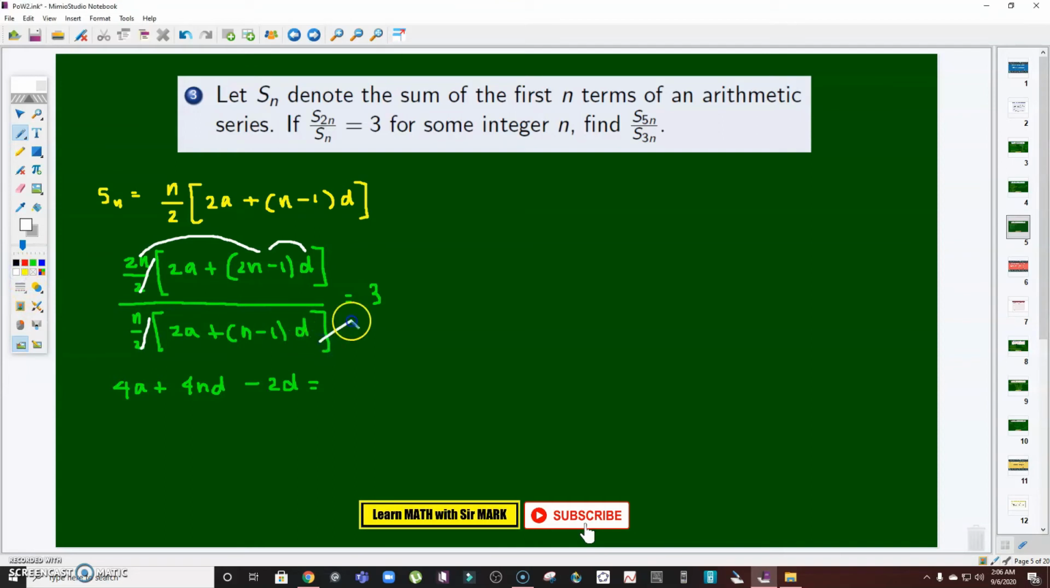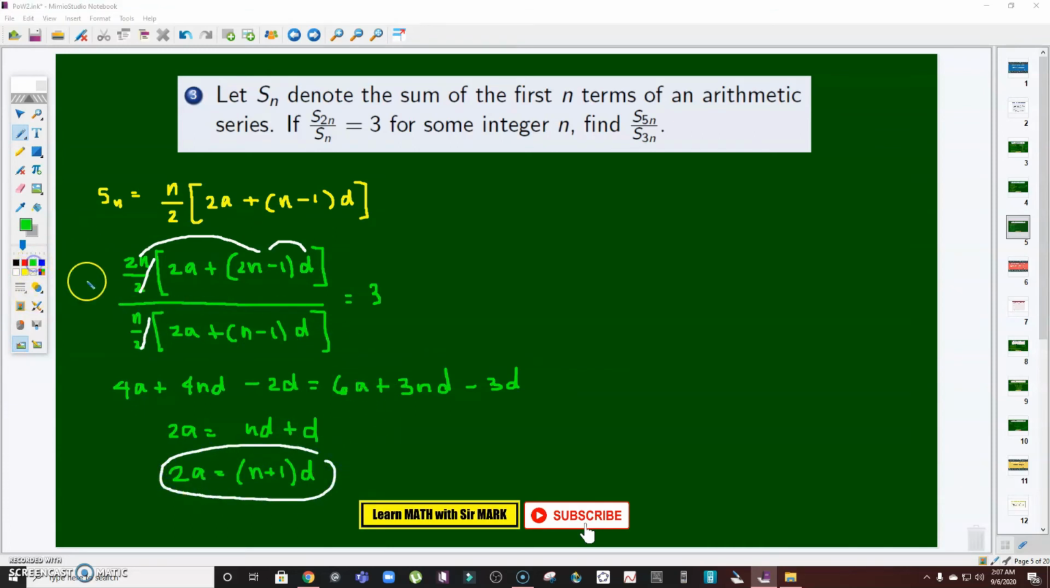I'm going to multiply this one by 3. From there, we're going to have 6a, then multiply 3nd, so I'm going to have 3nd minus 3d. Next, I'm going to combine like terms. So I'm going to have 2a, then separate the terms with d. That will be 4nd minus 3nd, which is simply nd, plus d. Factoring d, I'm going to have 2a equals n plus 1 times d. See that?